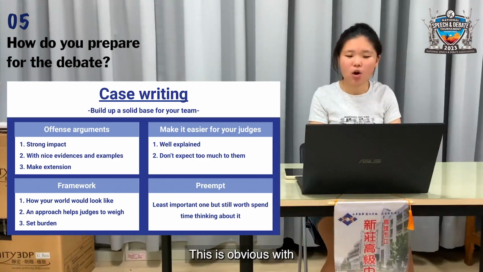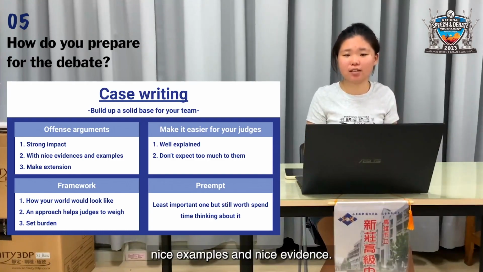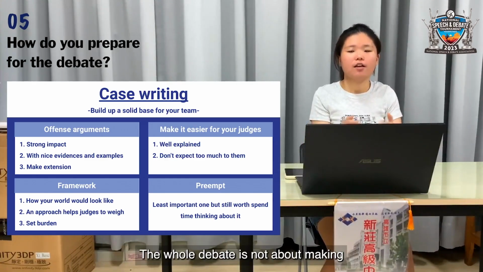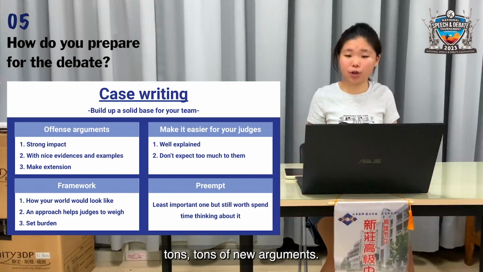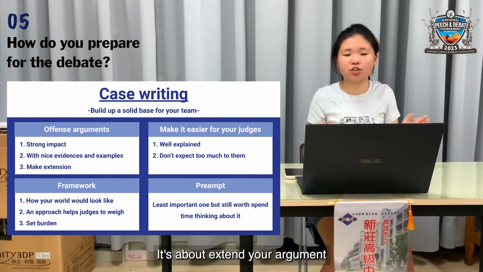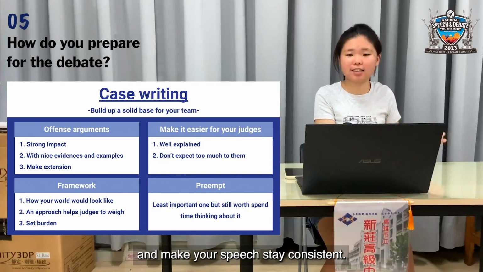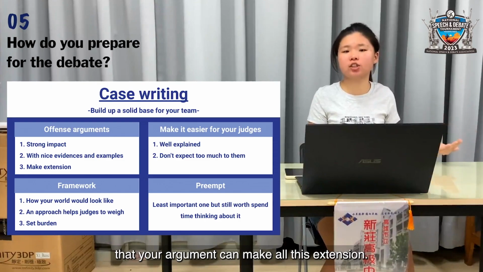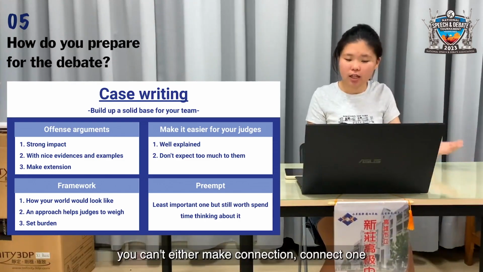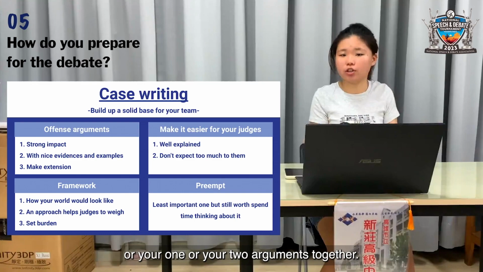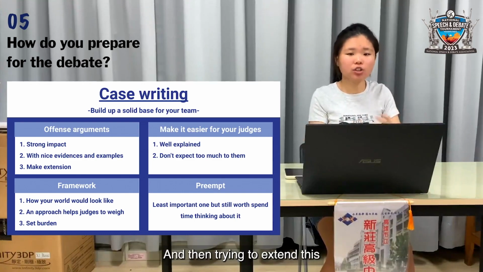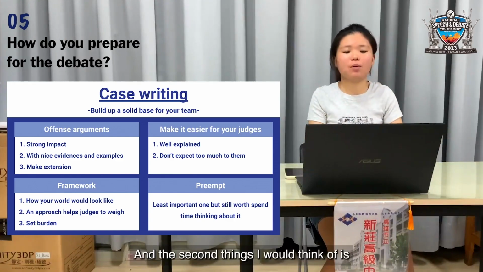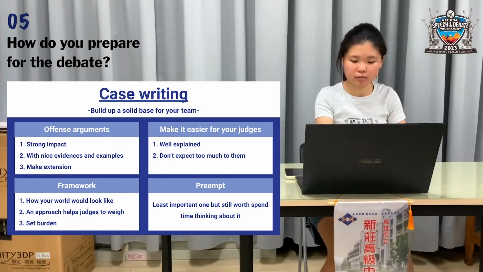This is obvious. With nice examples and nice evidence, it gives you the credibility of this argument. The whole debate is not about making tons of new arguments. It's about extending your arguments and making your speech stay consistent. But you just have to make sure that your arguments can make all this extension. Well, you can either connect one or two of your arguments together, and then try to extend these two into another whole new concept. And the second thing I would think of is the framework of the debate.